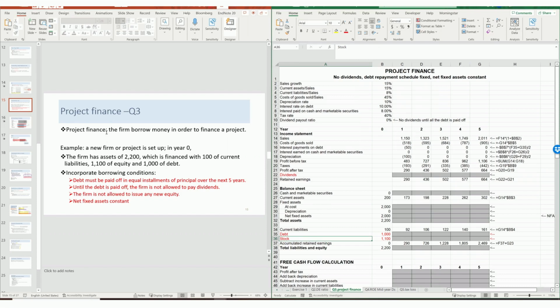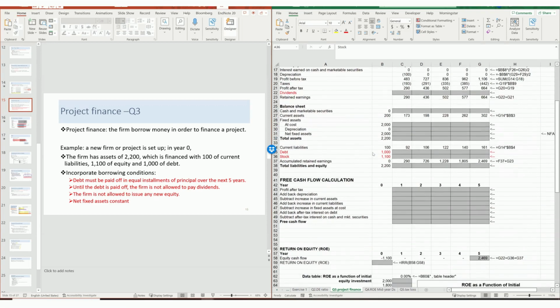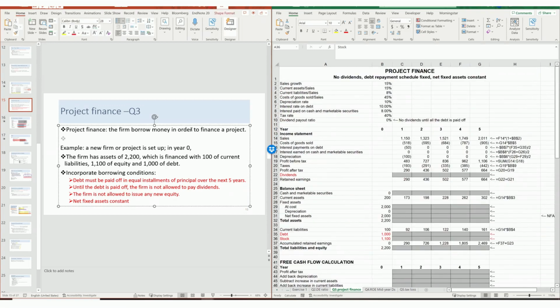So what we have here is this project finance problem. It can be a firm, it can be just a project. Now let's just think of it as a project, and we want to know the cash flow of this project generated in the future, and we want to evaluate whether it's worth investing in. Now the firm will borrow money in order to finance a project, and the project is set up in year 0, where the firm will have assets equal to 2,200, and these 2,200 are financed by debt and also stock. So $1,000 is supported by the debt issued, and 1,100 is supported by the equity issued.